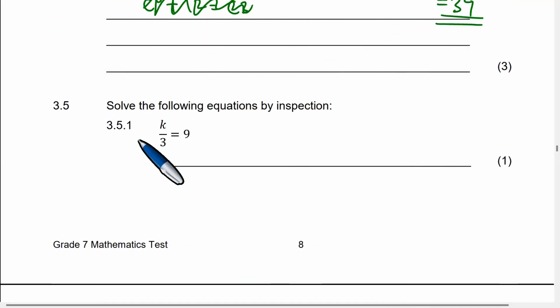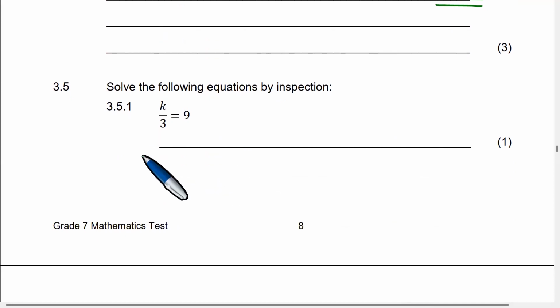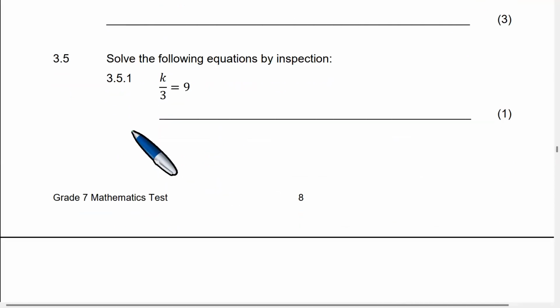Solve the following equations by inspection. This one, 3.5.1. Solve the following equations by inspection. If you look at 3.5.1, what do you think the answer is? Is it 6?